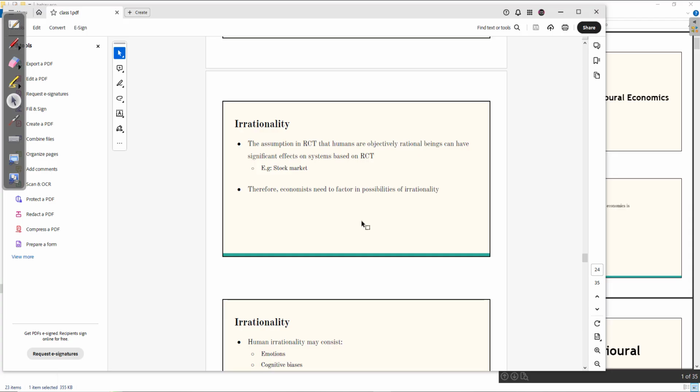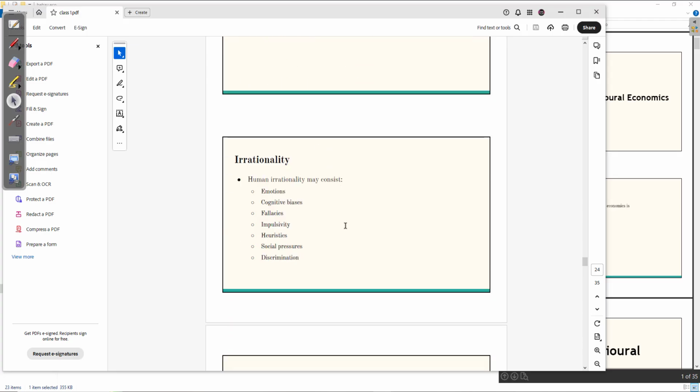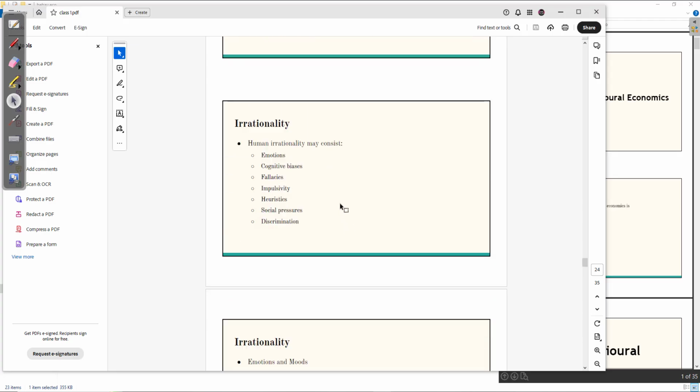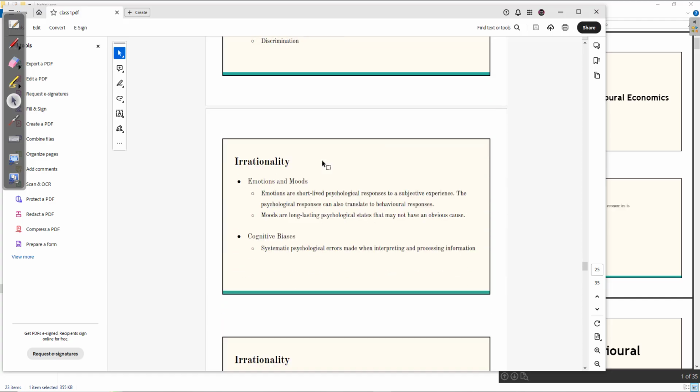Okay. So the assumption of the rational choice theory that humans are objectively rational beings can have a significant effect on the system based on the RCT, that is the stock market, which is one example of such a system. Therefore, economists need to factor in possibilities of irrationality. So when and how will irrationality occur? Irrationality will obviously occur because there are emotions, cognitive biases, fallacies, impulsivity, taking impulsive decisions, heuristics, social pressure and discrimination, personal choices, all these things are there.